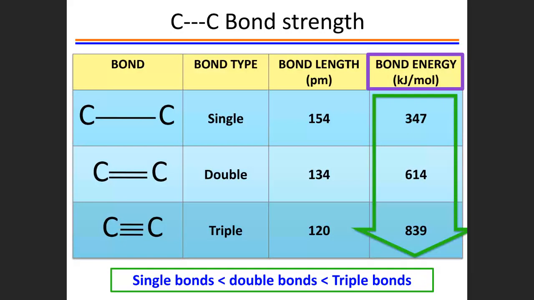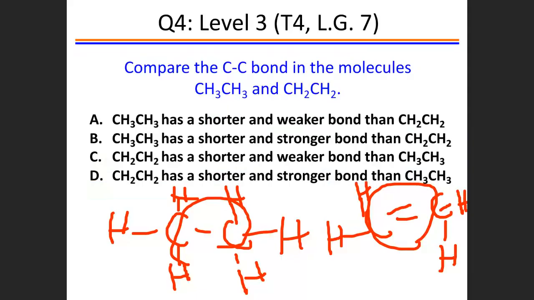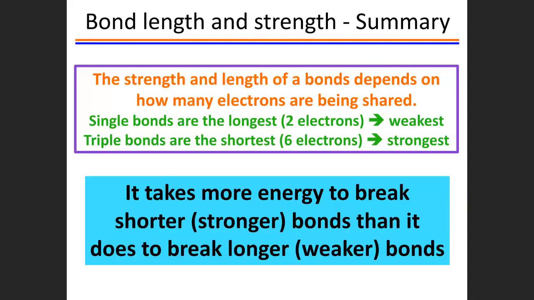So now let's see. Compare the C-C bond in the molecules. Then we know CH3CH3 has shorter and stronger? No. CH2CH2 has shorter and stronger. Yes, I think this one. Because a double bond is shorter than the single bond, but they are stronger. See here? Longest bond weakest and shortest bond strongest.